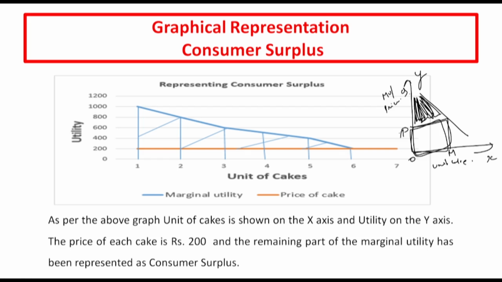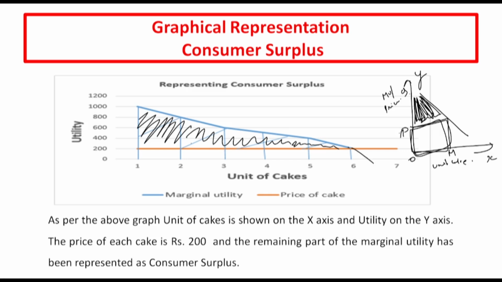You can see a graph is already there. Utility is shown on the y-axis, units of cake are shown on the x-axis. This blue line represents the overall amount the consumer is ready to pay. And this orange line represents the price of the product which he is actually paying. So this entire area is the consumer surplus, because 200 was the price. If the consumer continues to consume any commodity, you can extend this graph like this.